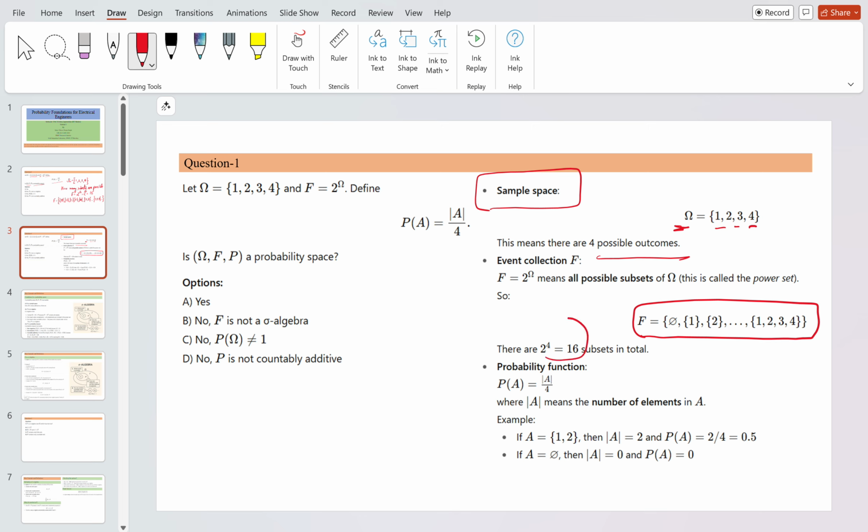So in total it's 2 to the power n. Here 4 is there, so 16 subsets are possible in total. An important point is that when you see this probability function, p is equal to mod of A by 4. What do you mean by that?